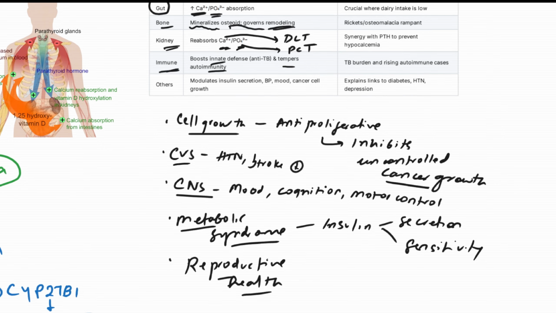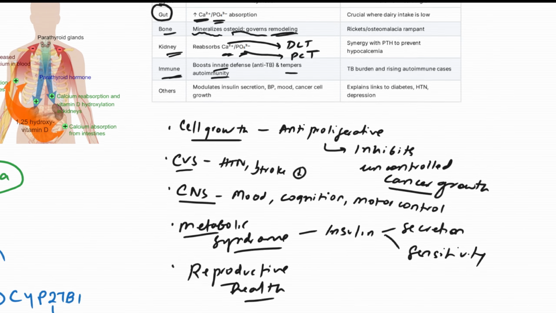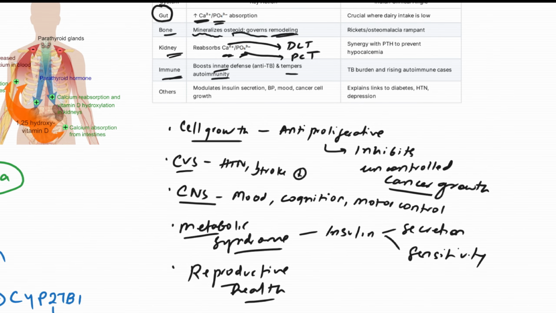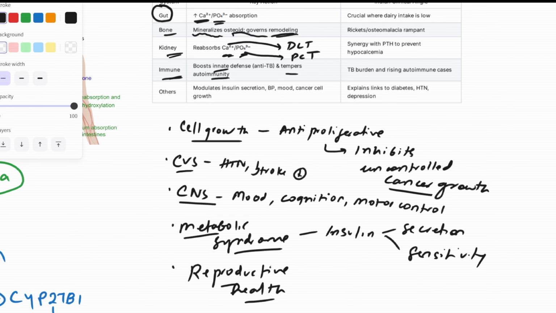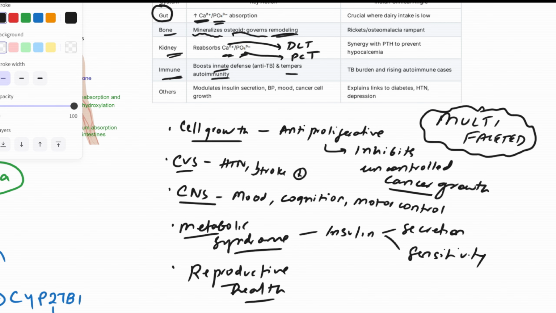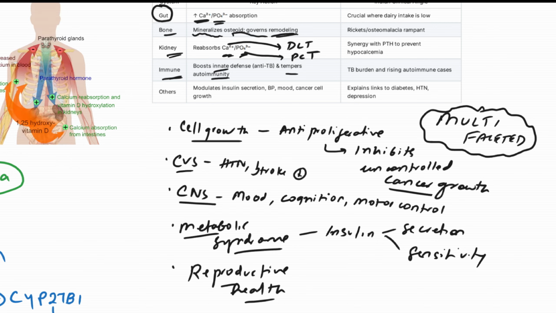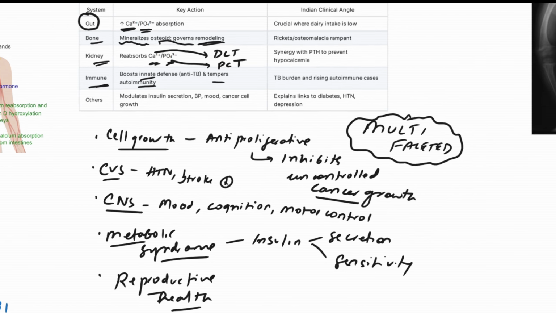So, in essence, calcitriol acts as a crucial signaling molecule integrating diverse physiological functions to maintain overall health and cellular integrity. It's not just for bones, it's for life itself, acting as a multifaceted protector. Okay, so now we have a good biochemical insight and a broad overview of the functioning of the vitamin D molecule. Next, let's do some clinical connections, okay?